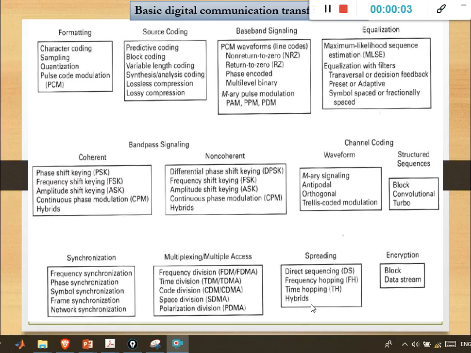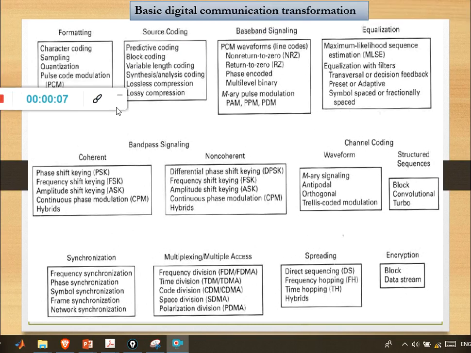So here we go. Welcome back to the second part of the lecture. Having talked about the basic block diagrams of a digital communication system, we call them transformation blocks. Now we need to understand a little bit what these blocks are exactly, I mean, what functionalities you can do within the block. For example, the first block, formatting. In formatting, you can do character coding, sampling, quantization, pulse code modulation. And we will talk about this during this course.